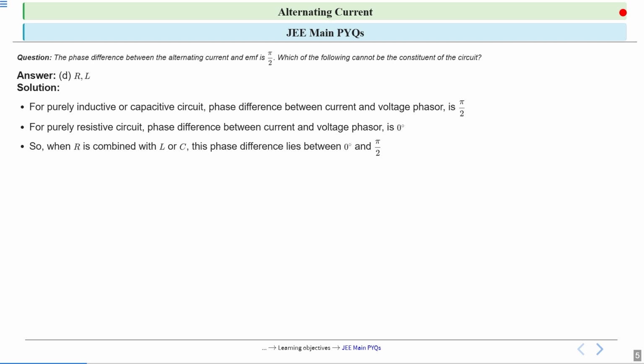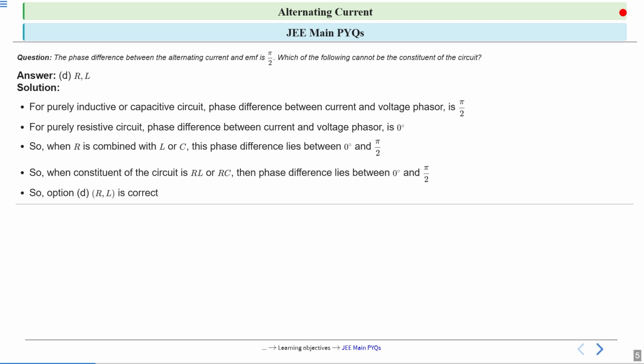In the case of an inductor, the phase difference is negative because voltage leads, and the current lags behind the voltage. Okay, but if we are only taking the magnitude, not considering the negative sign, the phase difference is between 0 to pi by 2 if a resistor is connected to either an inductor or capacitor. When the constituent of the circuit is RL or RC, whether it is an RL circuit or RC circuit, the phase difference lies between 0 degrees to pi by 2 radian. Okay, this means option D, RL, is correct.